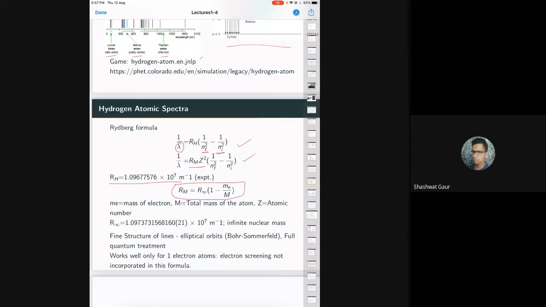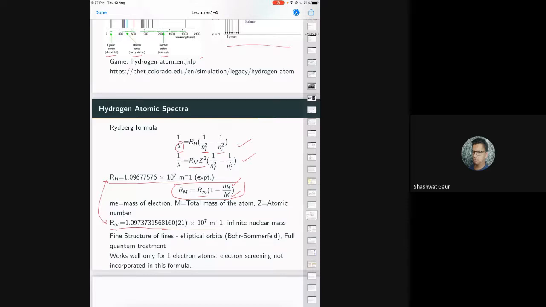Okay. And what is Rm? Rm is basically a constant called R infinity, which is quite similar to RH, just slightly different from RH. So these are similar but not exactly the same. Multiplied by 1 minus me by M, where me is the mass of the electron, and capital M is the total mass of the atom.